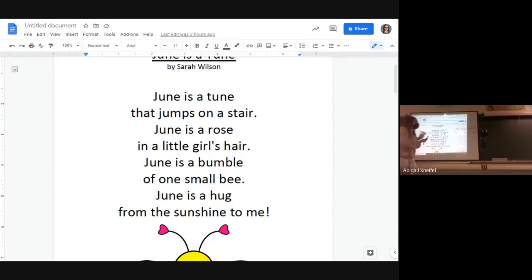How are we starting it? What? Okay. How are we starting out the next line, Kaden? June is up. Remember, that's our repetition. When you think of June, what is next? So far we have tune, rose, bumble, hug, and pool. What else is June, Jaden?